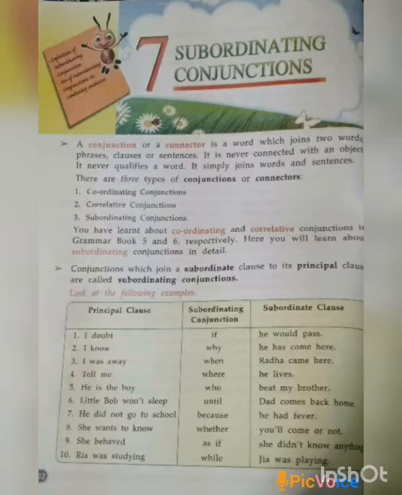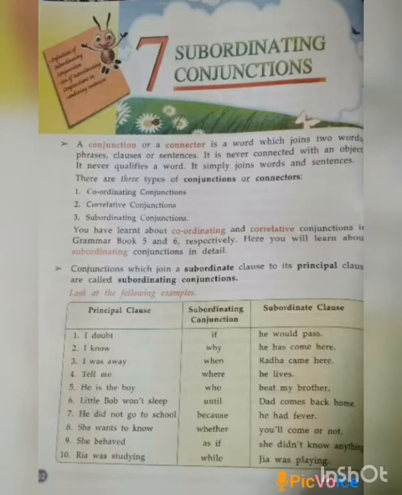The use of a connector is to join and make it meaningful. It is never connected with an object. It never qualifies a word. It simply joins words or sentences. So the role of a conjunction is only to connect or join; it does not describe or qualify anything in the sentence.